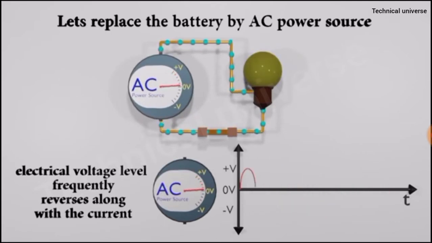When AC power is applied to a common incandescent lamp, it turns on and off repeatedly like this, but this happens so fast that we can't see the process.